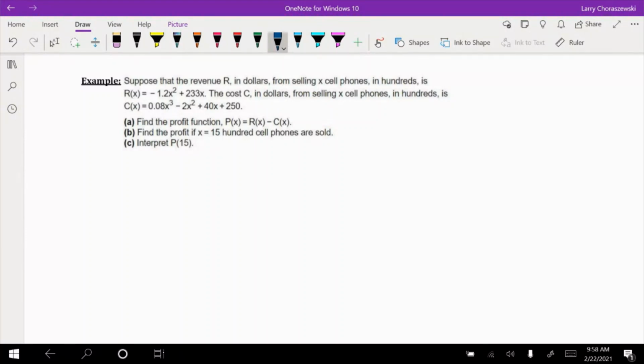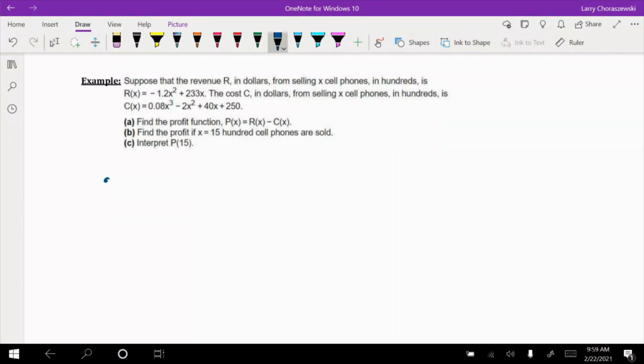So these two equations are functions, and if we wanted to, we could start picking and choosing particular values of x and plug them in to figure out revenue, how much money is brought in from those sales, as well as the cost, so how much it costs to actually sell that many cell phones. In part A, they want us to construct what's called a profit function, so this would be the money left over after you subtract off the costs from your revenue.